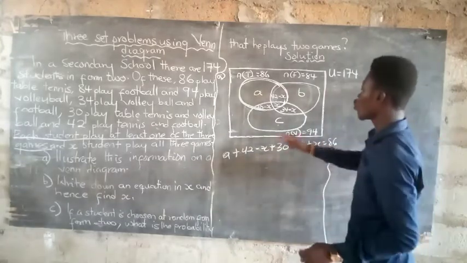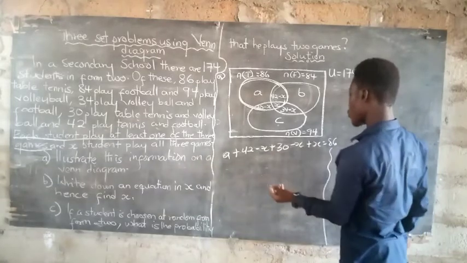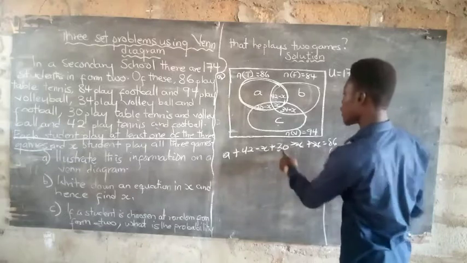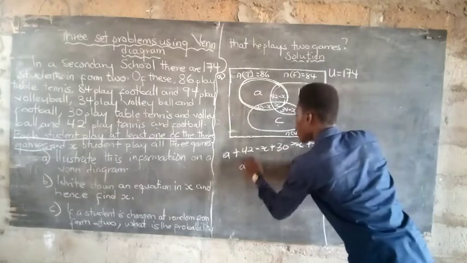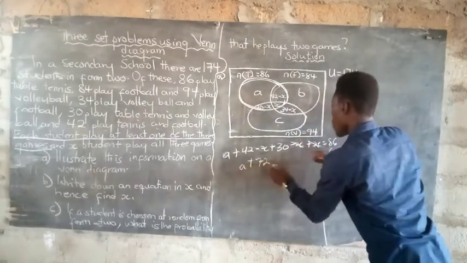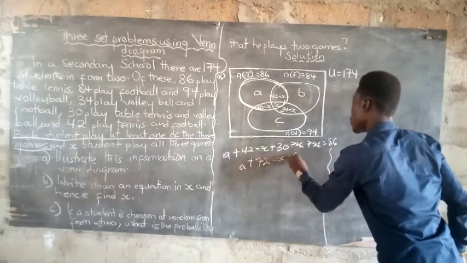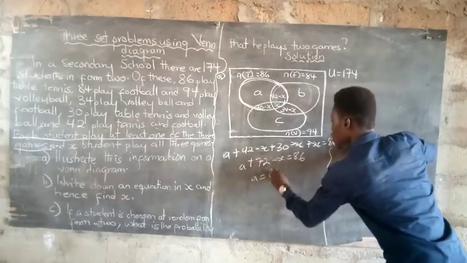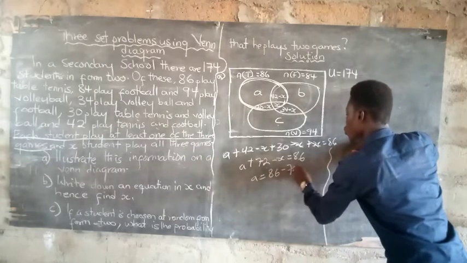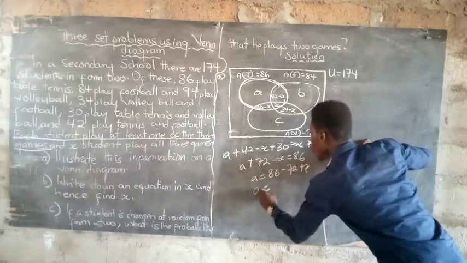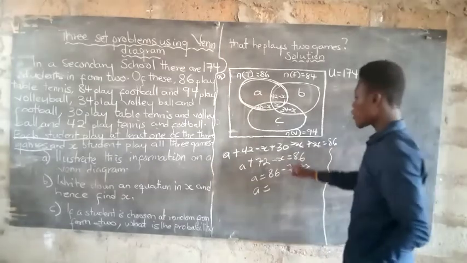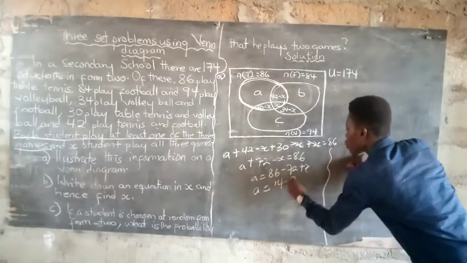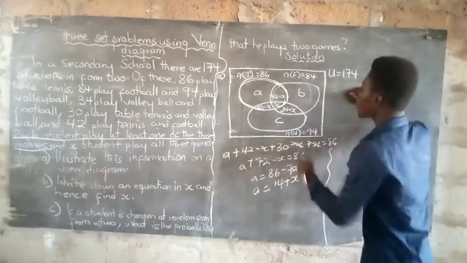Okay, doing so, we can try to cancel some things out. So this can cancel this, and this plus this will give us 72. So a plus 72 minus x is equal to 86. So we take the rest there. So a is equal to 86 minus 72 plus x. So a is equal to what? 86 minus 72 is 14. So a is equal to 14 plus x.